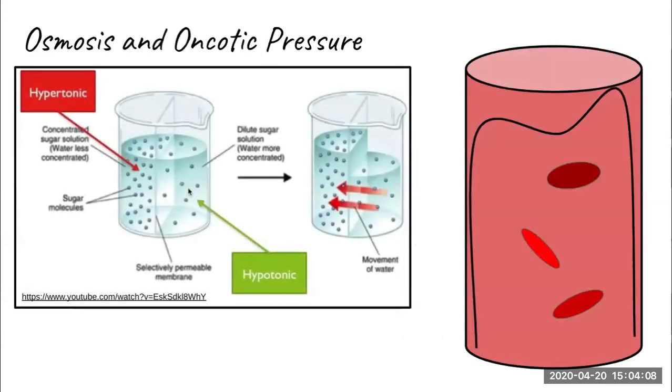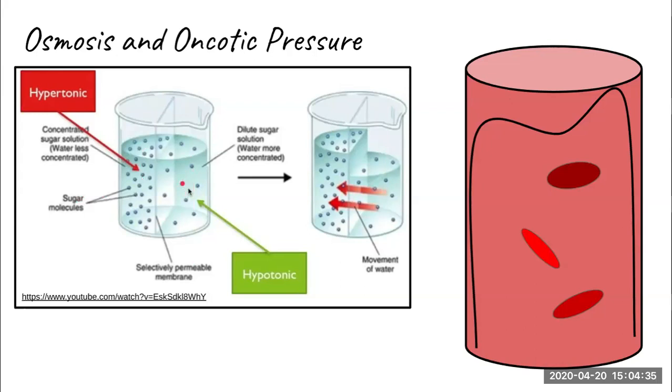And so osmosis and oncotic pressure are two important concepts. When we talk about osmosis, we're talking about water moving across a semi-permeable membrane. Here's an example where you have the same amount of liquid on both sides, and you've got a lot of particles. We'll just call them particles. It could be anything. In this case, you're calling them sugar. And it's less concentrated on this side.